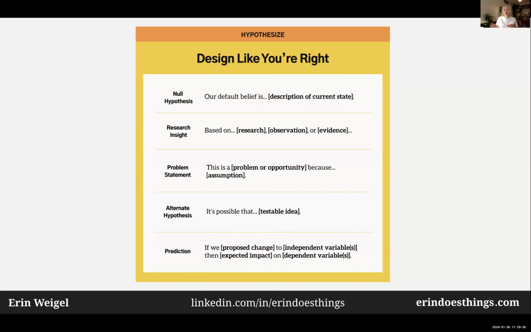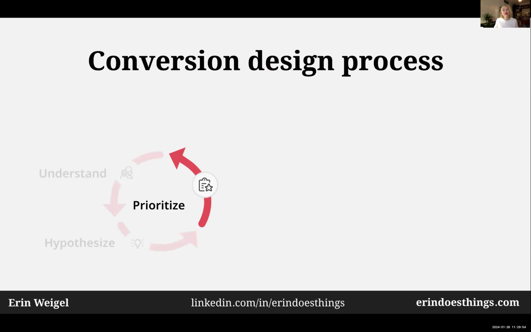And then you make sure that you document what your alternate hypothesis is, which is challenging the null hypothesis, which is the default belief of the current state. And then you also write down your prediction. Basically, if you change this thing, what do you expect is going to have happened? And how will you basically measure the success of that thing? So that's the very first template that you fill out.